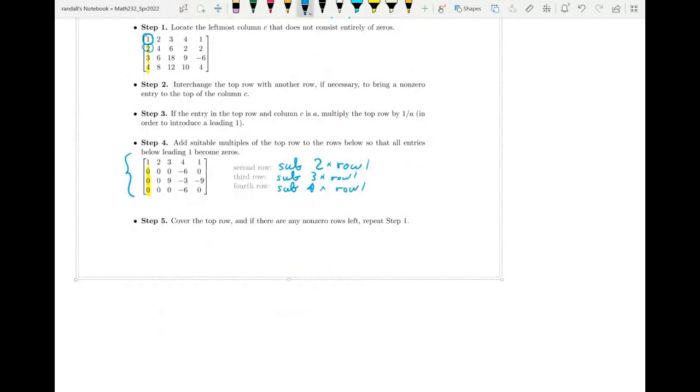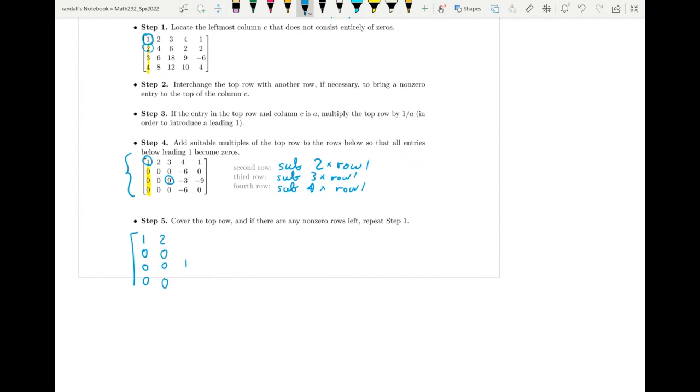I isolated my first leading variable at the top, and I made zeros all below it. Now I'm going to isolate my second leading variable, which would be this one here. I want to make that one a 1. So I'm just going to write down what it looks like: 1, 0, 0, 0, 2, 0, 0, 0.